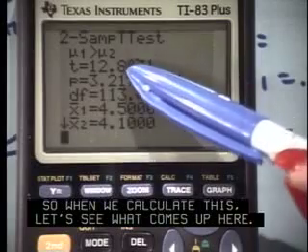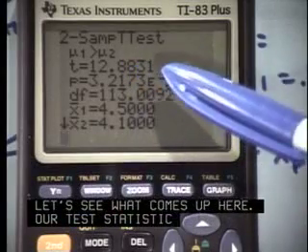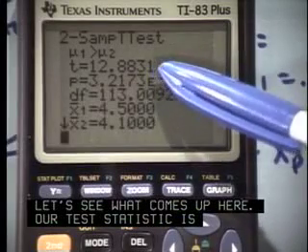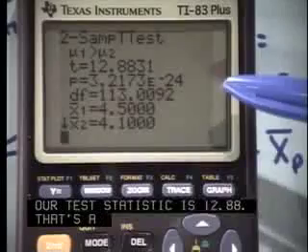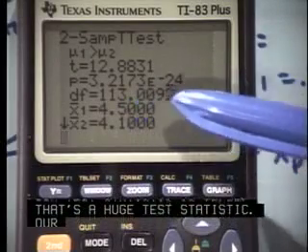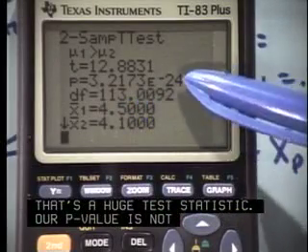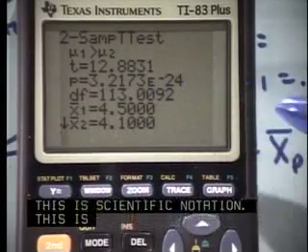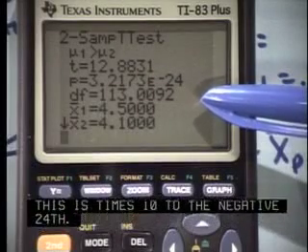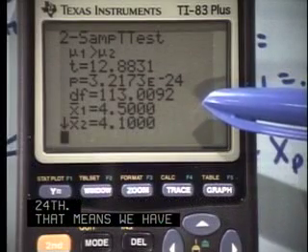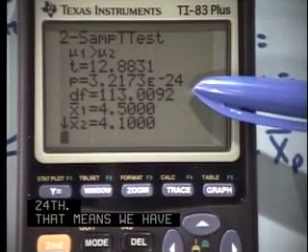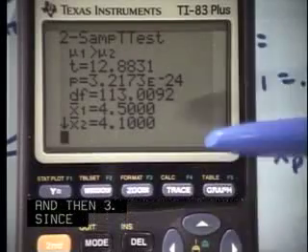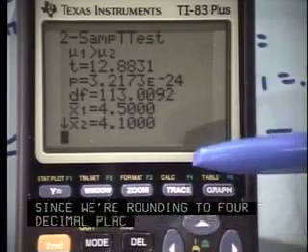Our test statistic is 12.88. That's a huge test statistic. Our p-value is not 3.21. Look at the whole number. This is scientific notation. This is times 10 to the negative 24th. That means we have 0.00000000, anyways, there are 23 zeros and then 3. And since we're rounding to 4 decimal places, the p-value will be 0.